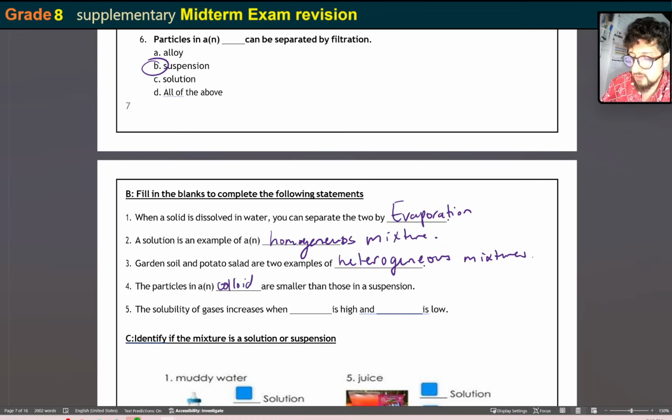The solubility of gases increases when, okay, what is high and what is low? So to answer this, I'll answer it and then I'll explain it. Gases are soluble. Some gases are certainly very soluble. If you think about fish, for example, fish actually breathe oxygen, just the same way we do. However, it's oxygen that's dissolved in water.